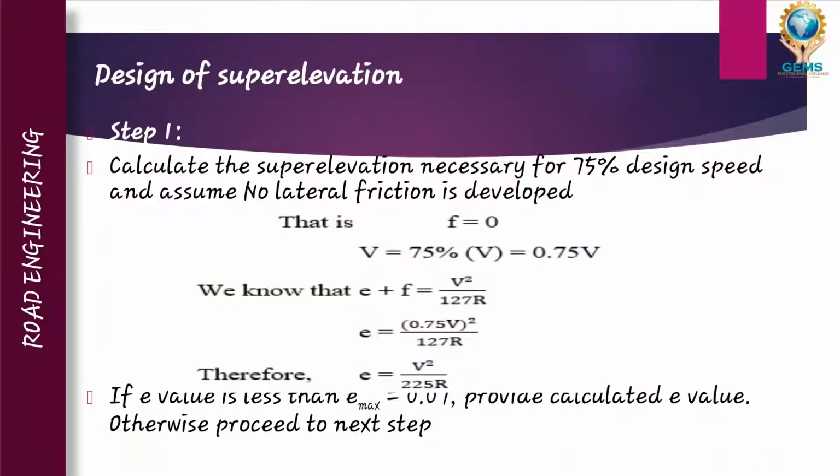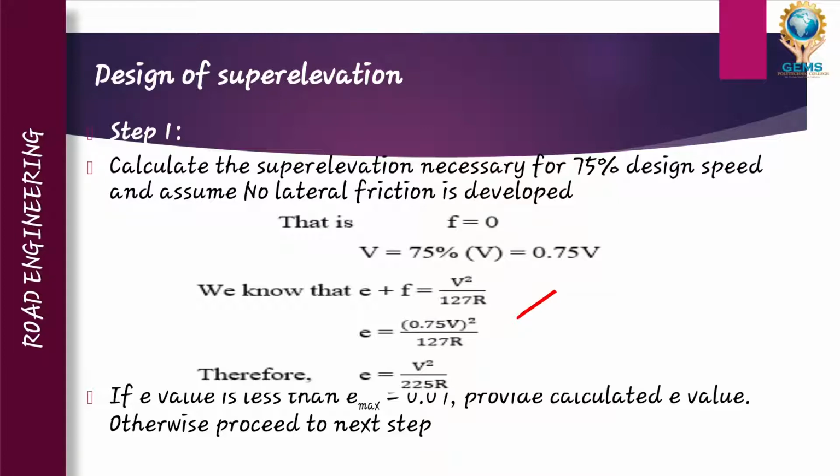Next is designing of super elevation. How to design a super elevation, we will see step wise. Calculate the super elevation necessary for 75% design speed and assume no lateral friction is developed. If no lateral friction is developed, then F is equal to 0 and V will be 75% of the design speed, which we can convert into the value 0.75 V. We know that for kilometer per hour, we should use E plus F is equal to V square by 127 R.